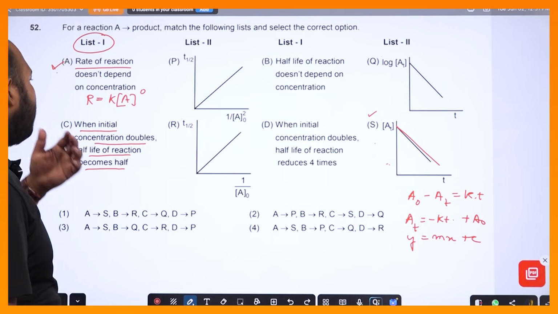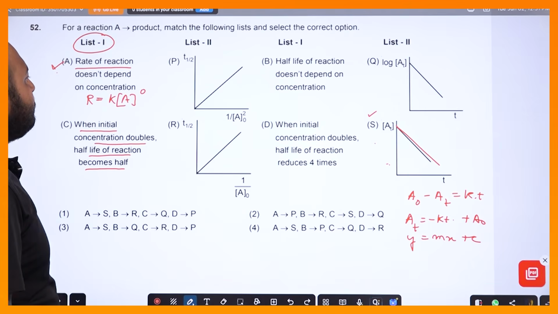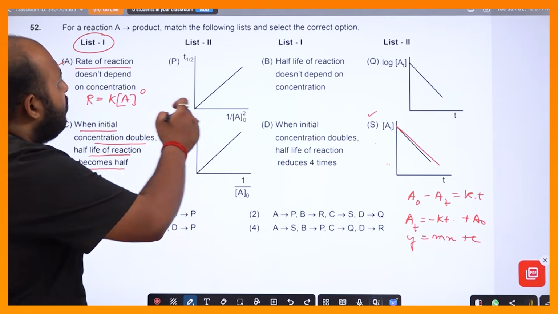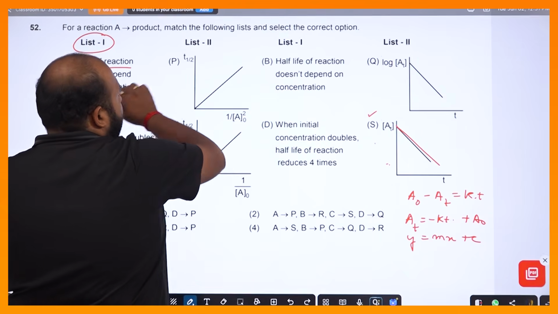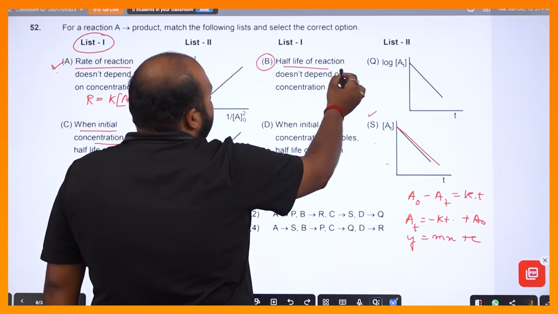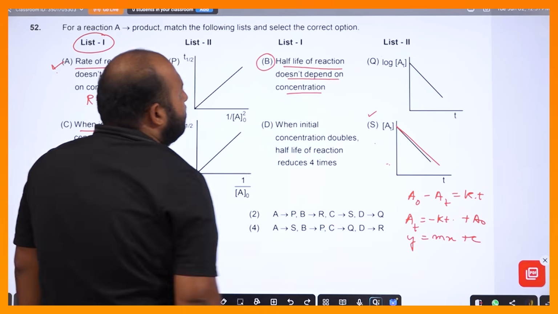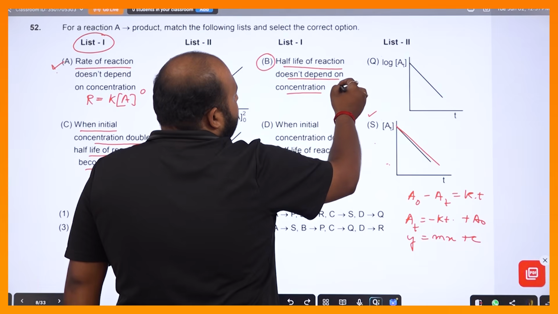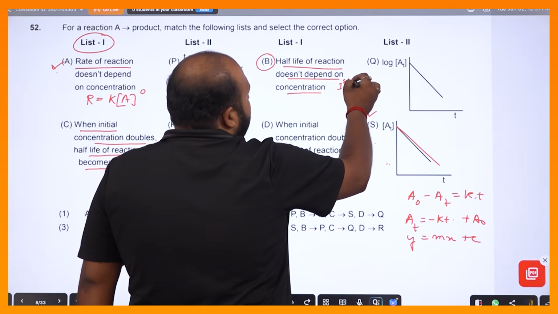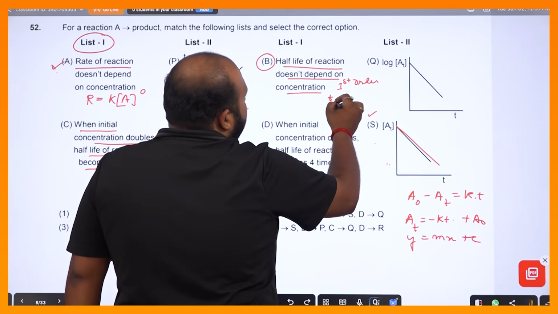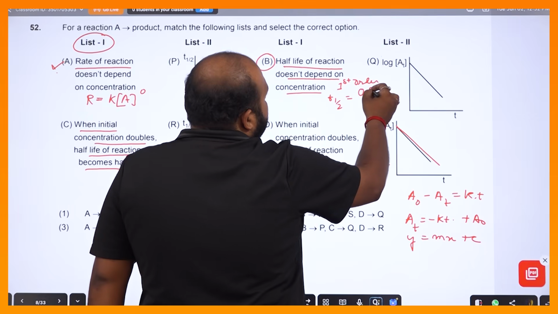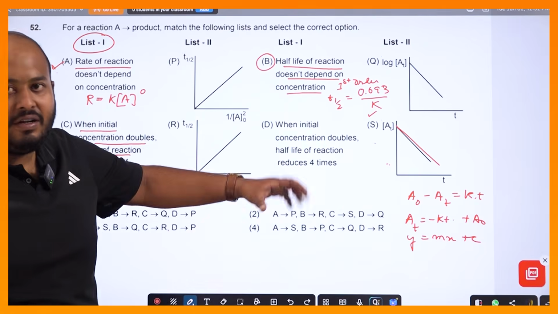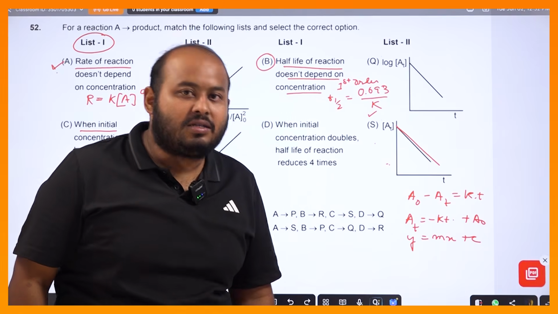Okay. So the next one is when initial concentration doubles, half life of the reaction becomes half, or any other option you can check. Let us check one more. Suppose, okay, option B. So let us, after A it is B. So half life of the reaction does not depend on the concentration. So you know already that the half life for a first order reaction will be equals to 0.693 by K.